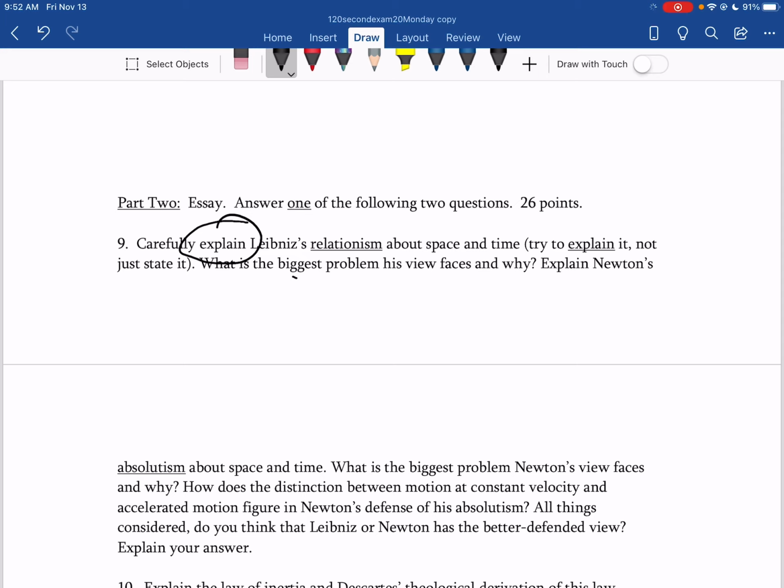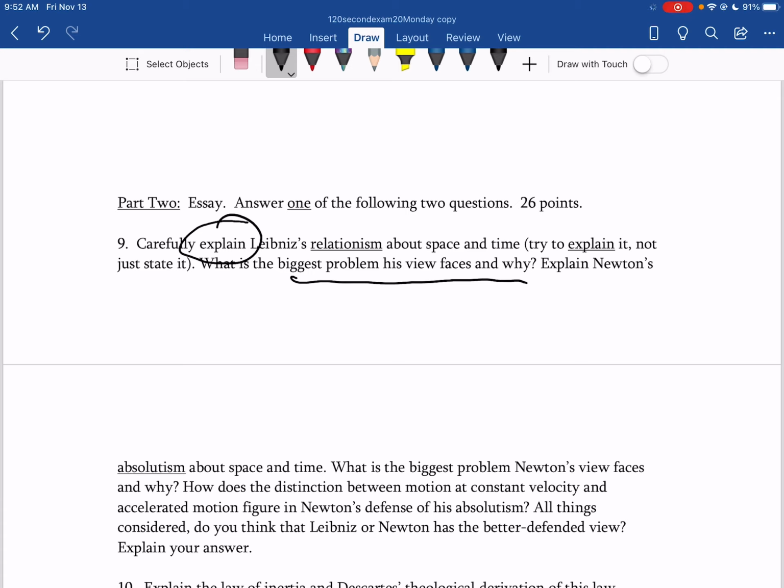What's the biggest problem his view faces and why? Folks were not as solid on this as I would have liked. It looks like his view has the consequence that we can't make sense of times when nothing happens or places where nothing is, because there is no distance between two nothings.